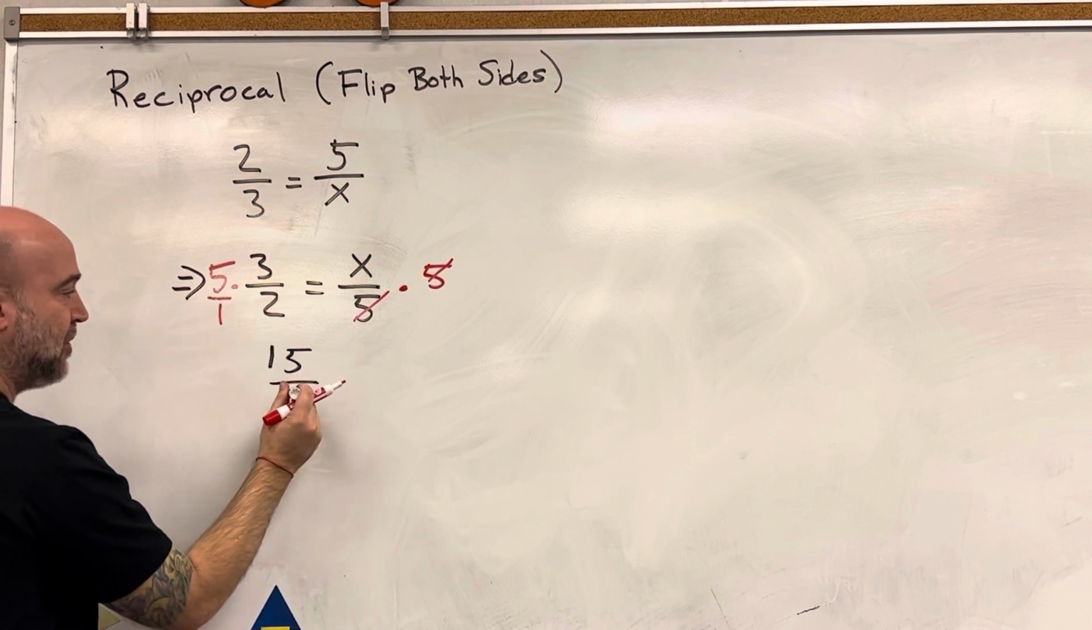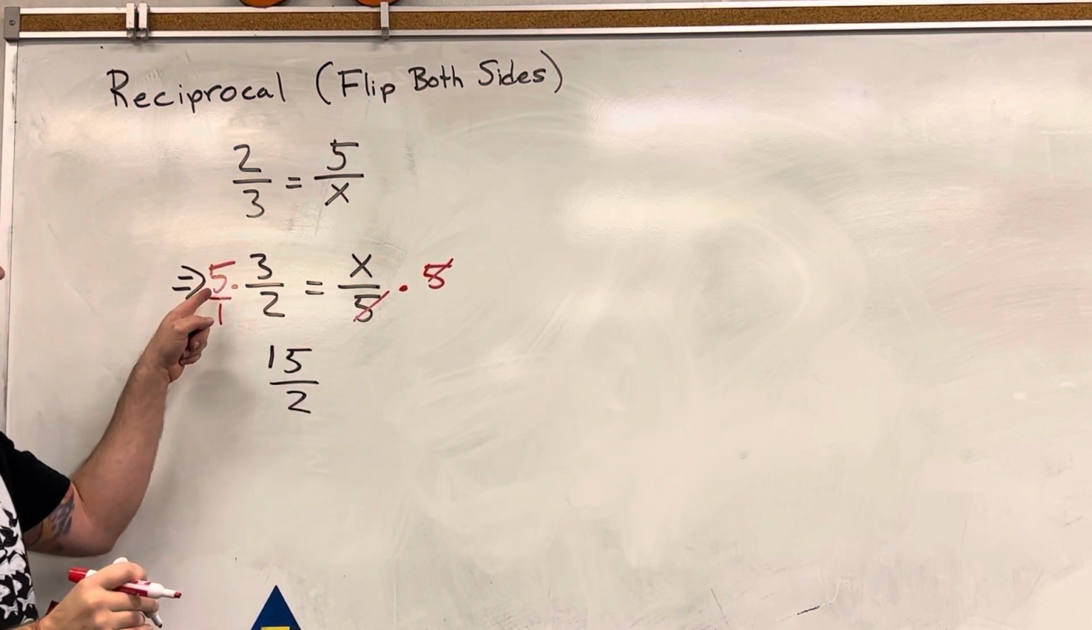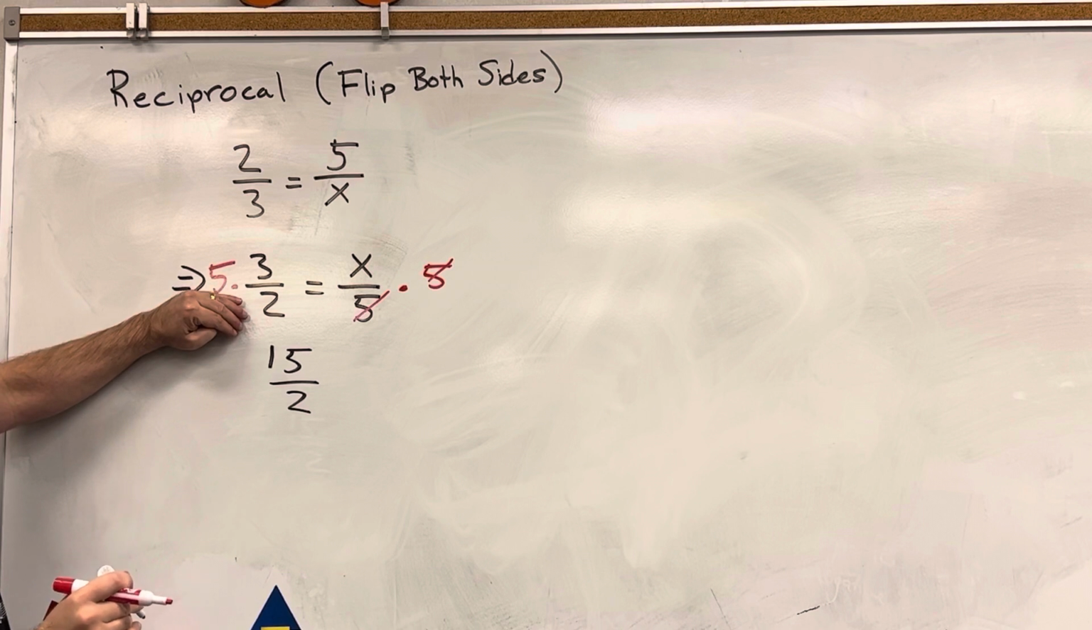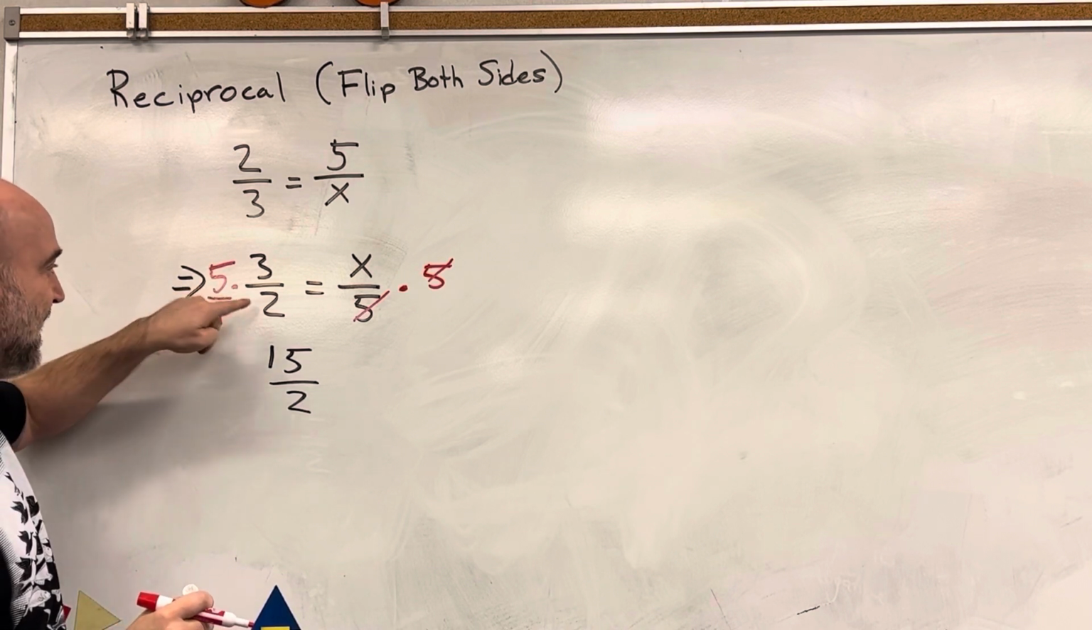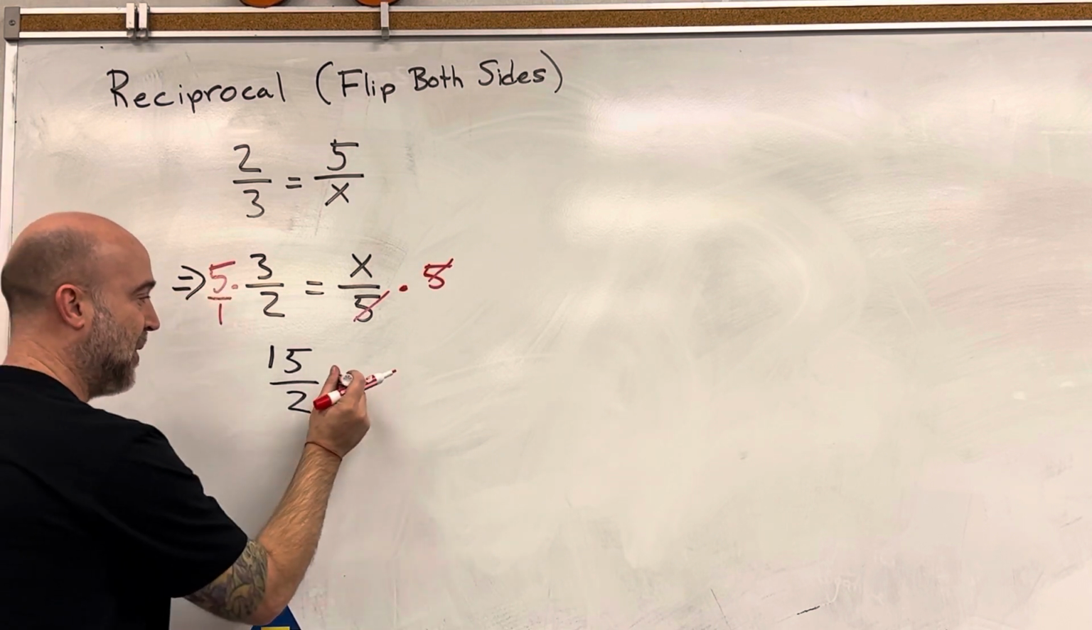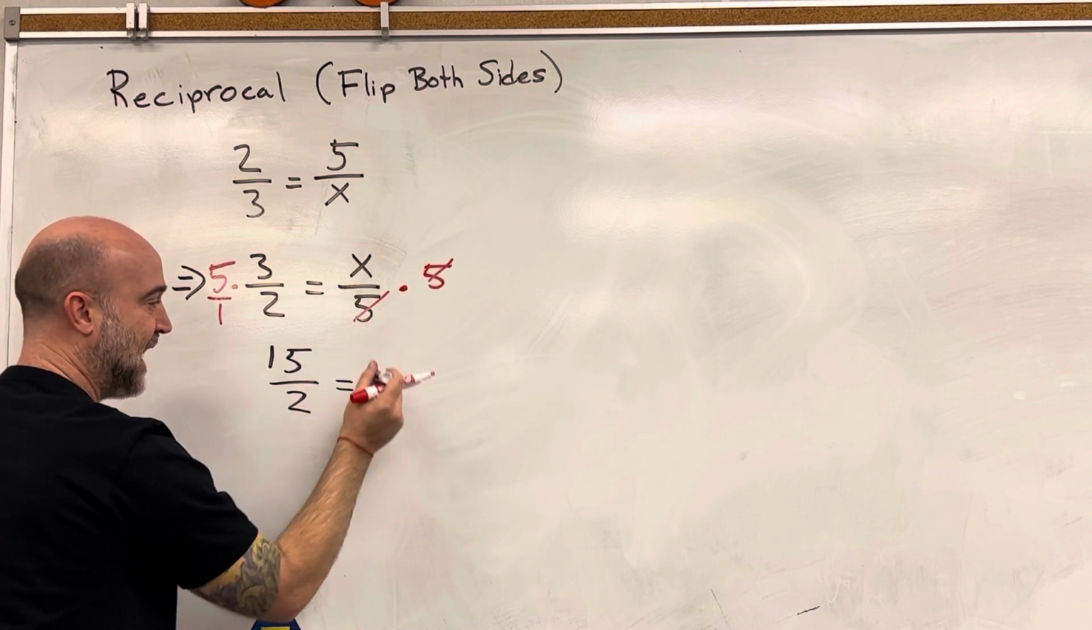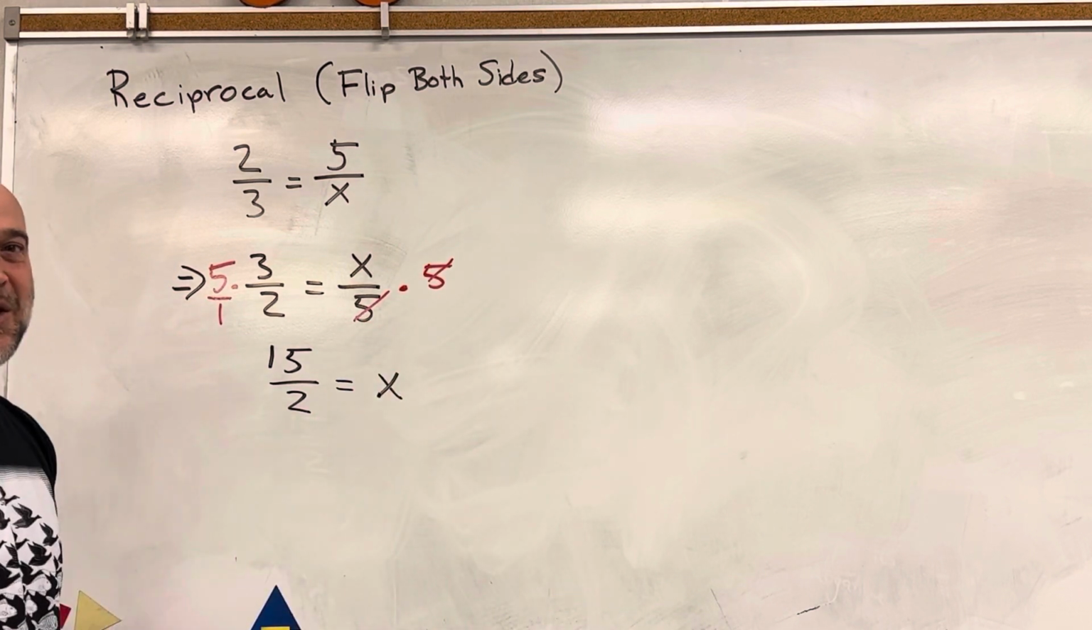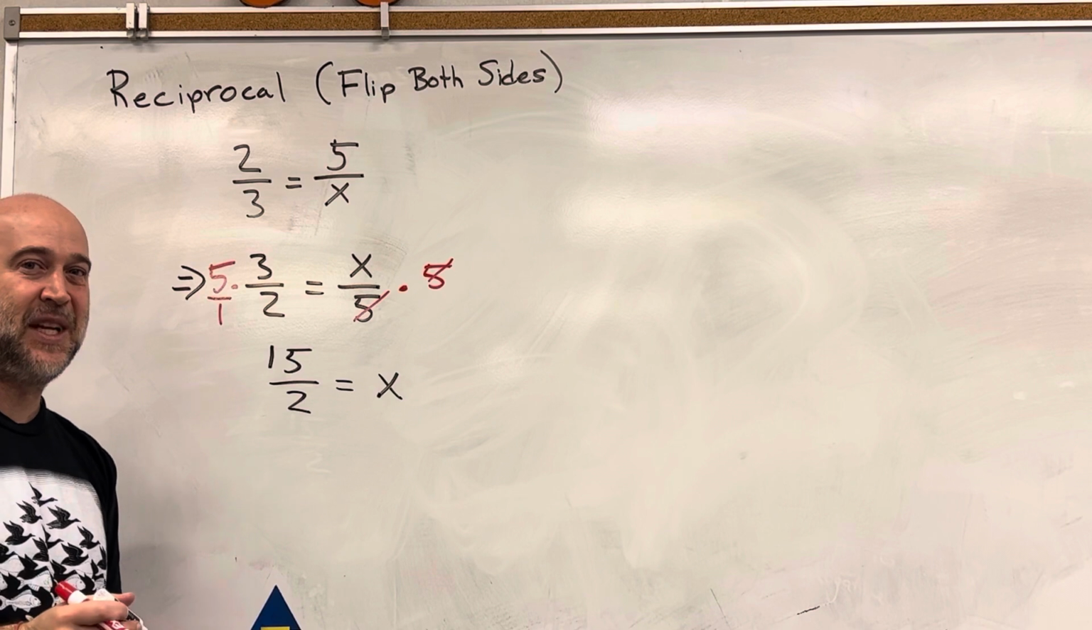All right, so in this case, that's 5 times 3 is 15, 1 times 2 is 2. Or you could have done the shortcut: 5 times the top of the fraction is 15, and the bottom stays the same. What do we have on the right? The 5's cancel, and we're just left with x. Notice we got our answer again, 15 over 2.